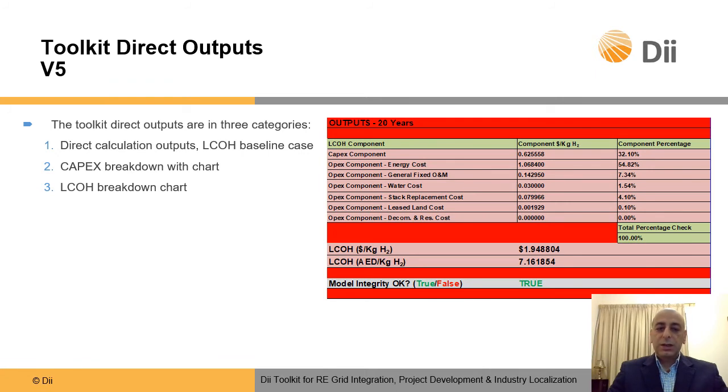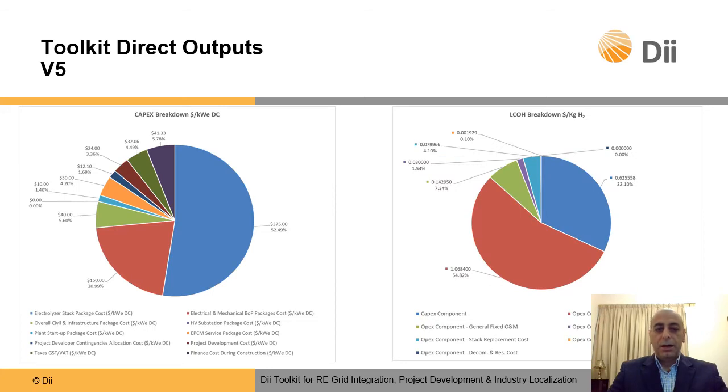The toolkit direct outputs include a summarized table of the breakdown of the levelized cost of hydrogen. These breakdowns include the CAPEX component and the OPEX components of energy cost, general fixed O&M, water cost, stack replacement cost, land lease, and decommissioning and residual value. The direct outputs are also provided in a visual format in two charts. The chart on the right is the levelized cost of hydrogen breakdown, and as you can see, the CAPEX is around 32% and the energy contributes around 54% in this particular example.